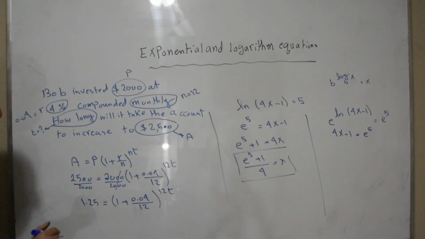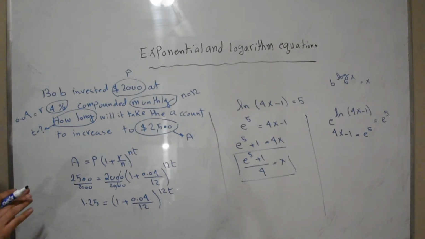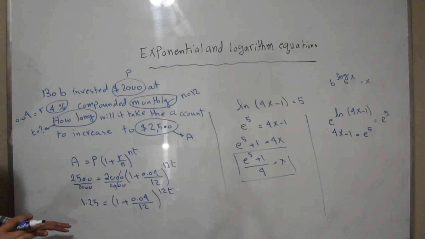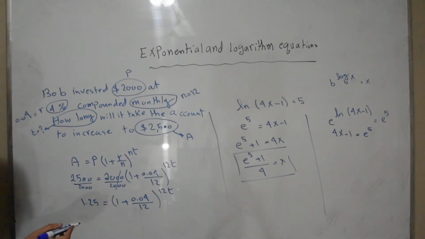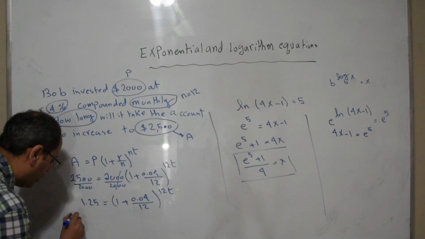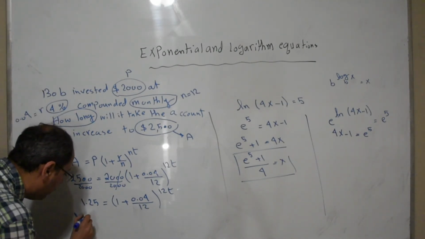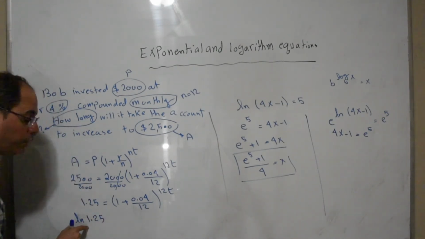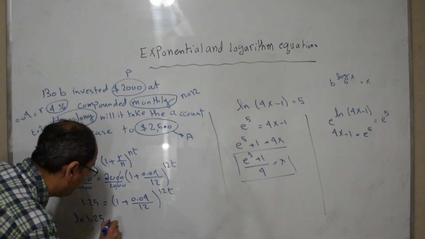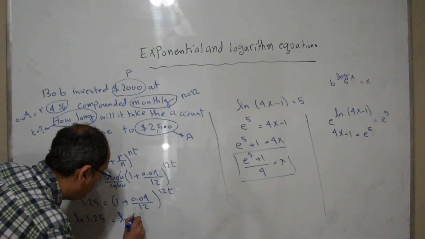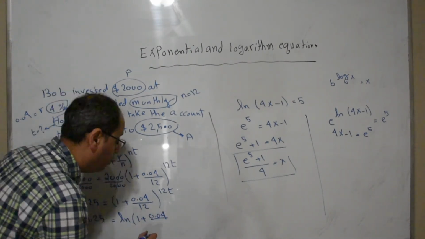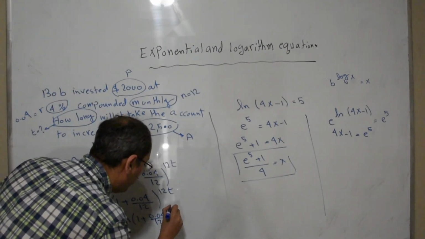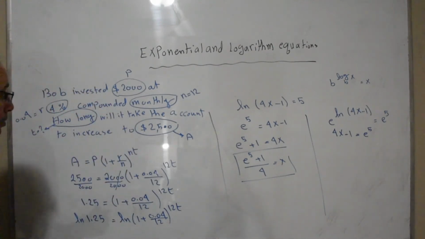Take the natural log of both sides. Natural log or base 10 log, it doesn't matter, because I don't have base 10 or e here. So I'm going to take the natural log of both sides. The natural log of 1.25 is the natural log of 1 plus 0.04 over 12, to the 12t, and again I'm not worrying about computing this.